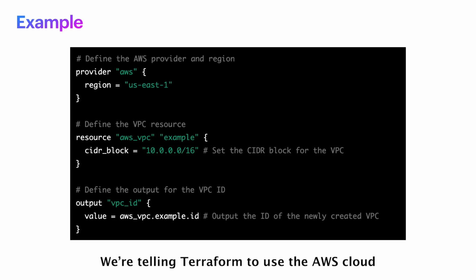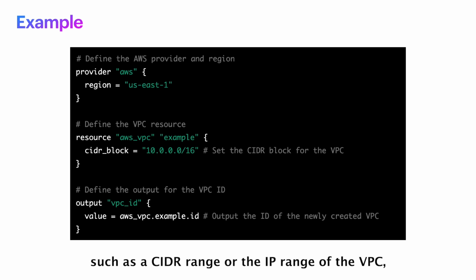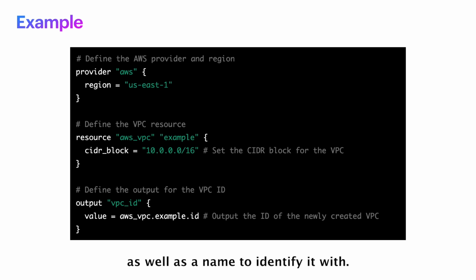We are telling Terraform to use the AWS cloud provider, and we're telling it to deploy a VPC. We are also providing it with the necessary inputs, such as a CIDR range, or the IP range of the VPC, as well as the name to identify it with. Let me give you a more detailed explanation.